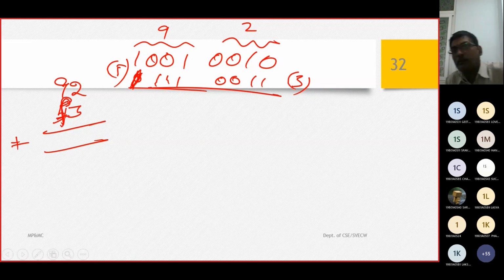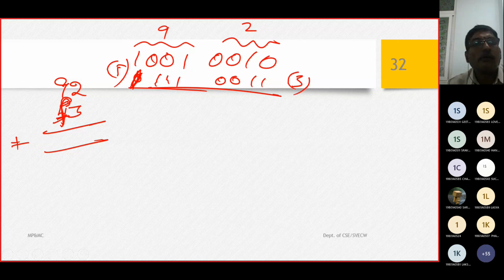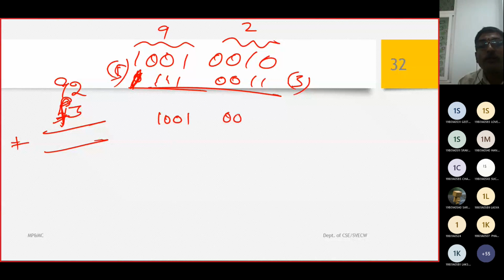Sir, 5 means 0101, no sir. I didn't get it. I didn't get it. 9, I am going to write 1001. 2, I am going to write 0010. This one I am writing as F, not 5. 1111, 001.